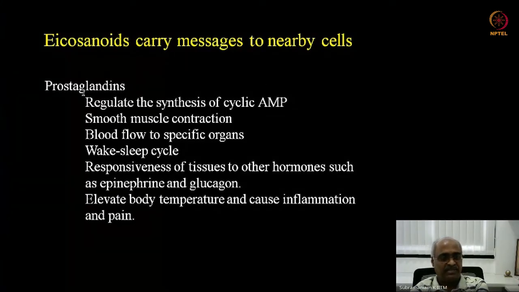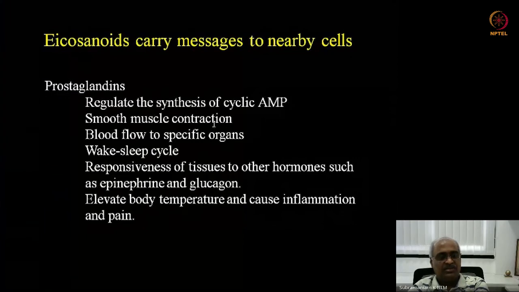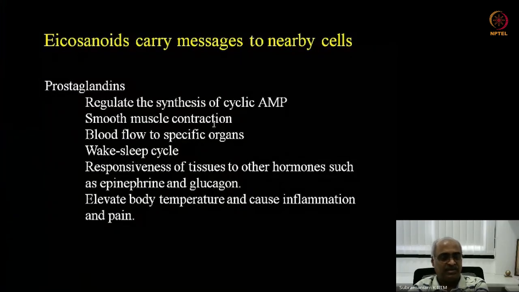Therefore, prostaglandins regulating the synthesis of cyclic AMP has influence on regulating many processes. One, a primary one being smooth muscle contraction. Okay, so this smooth muscle contraction is the primary reason you have menstrual cramps. Okay, so the prostaglandins are the hormones that stimulate the smooth muscle to push out the, you know, the follicle out. And similarly, during childbirth, the very same thing, the prostaglandins induce the smooth muscle contraction to push the fetus out. And prostaglandins therefore play a very important role.